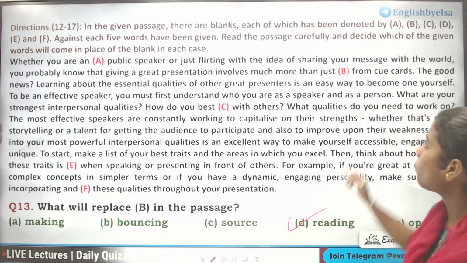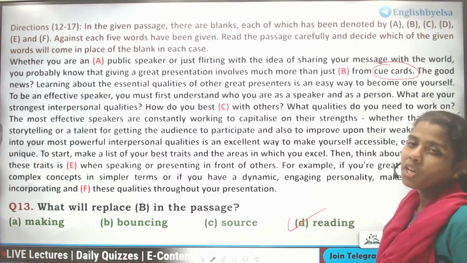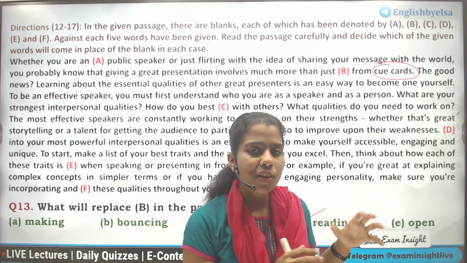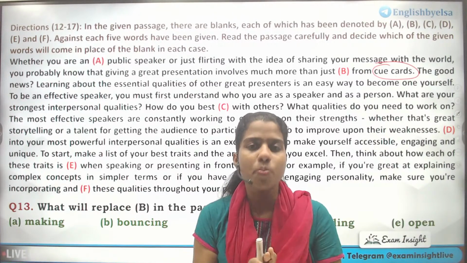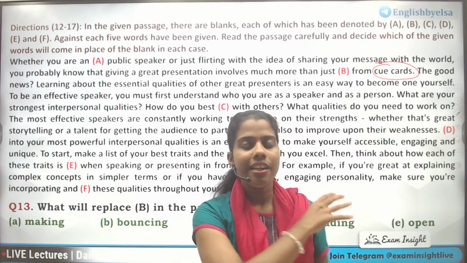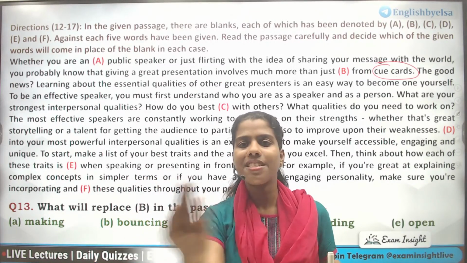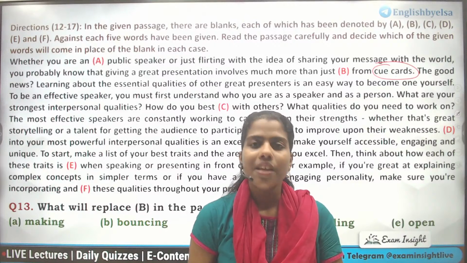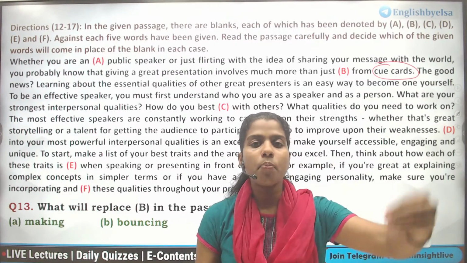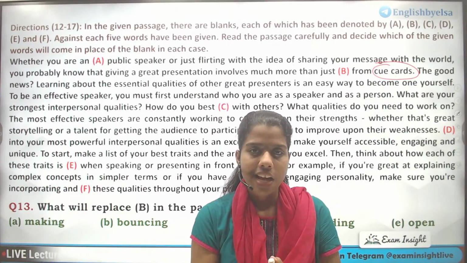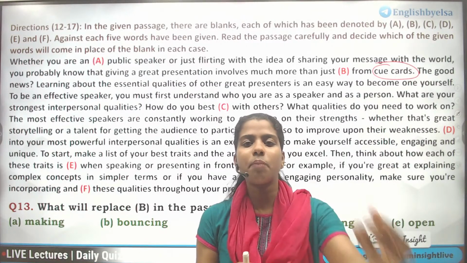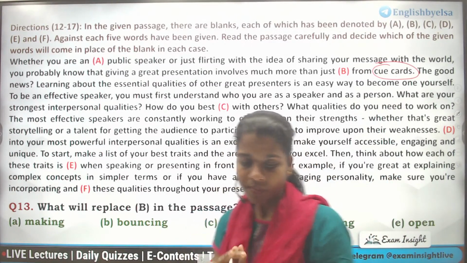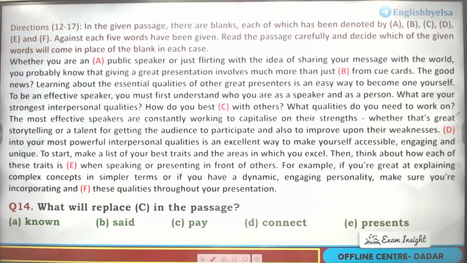Just for the ones who do not know what cue cards are: you may have observed that many big people use this kind of technique. When they do not know what to speak in front of the camera, there is a card, called the cue card, just beside the camera. They look at that card and start reading from it so that people may feel like they are just saying it on their own. Actually, they are reading it from a card, but people feel like they are doing it on their own. It is used to give an illusion. Yes, cue cards.